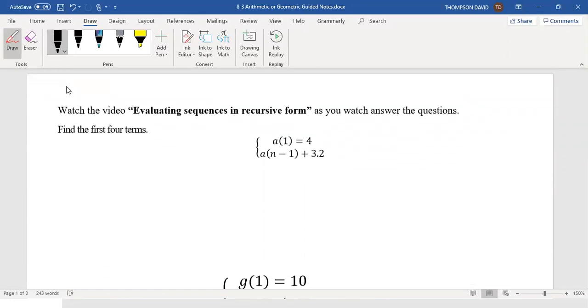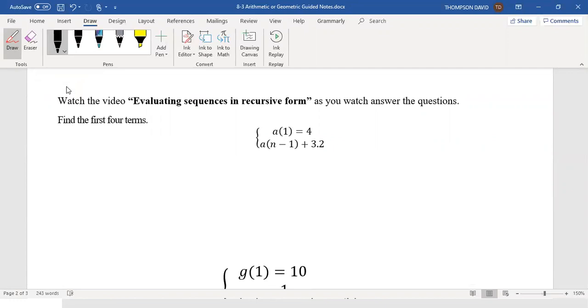In the next section of the video, I want to talk about evaluating sequences in recursive form. In the first example, we're given a sequence that is an arithmetic sequence, and we're given a formula. So recall that a(n minus 1) just means previous term. So it says find the first 4 terms. So we already know a1. That's 4. We want to find a2.